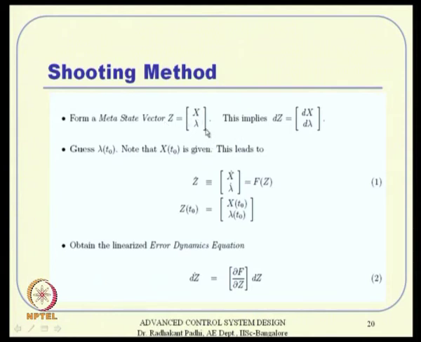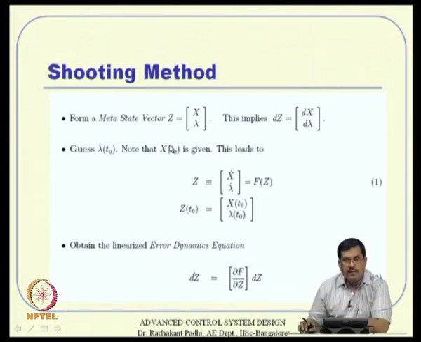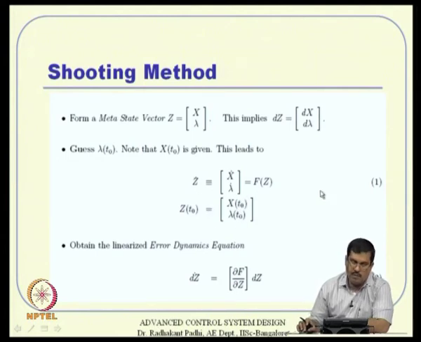I have guessed this lambda 0. So, I form a meta-state vector z of x and lambda. Then this implies that the error in this meta-state vector is dz, which is also dx and d lambda. I guess lambda T0, and x T0 is given anyway. So, this leads to this equation: x dot and lambda dot together, that is z dot, is nothing but f of z, and z of T0 is now available. So, I can integrate this equation forward together.